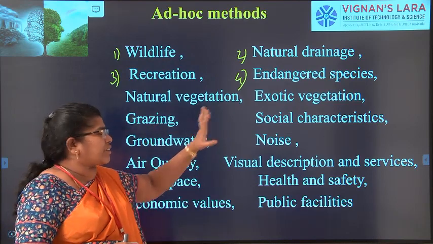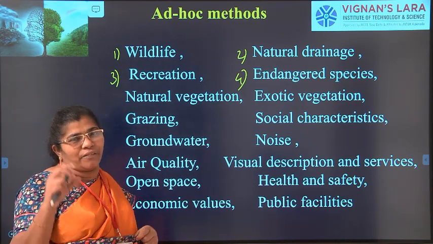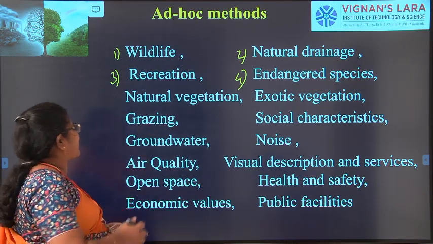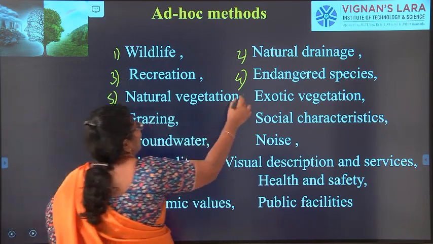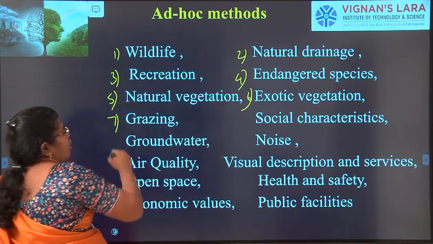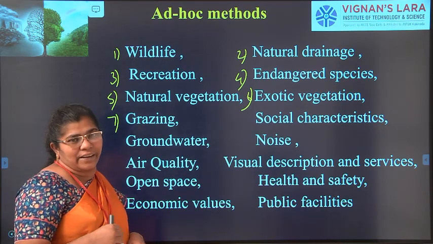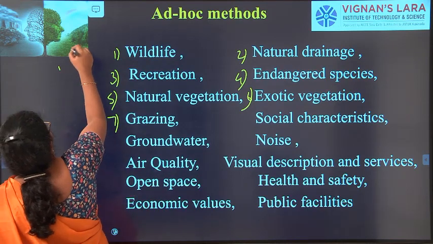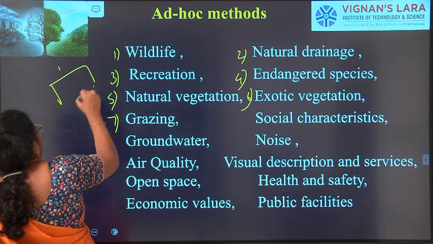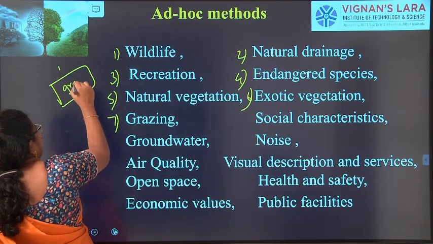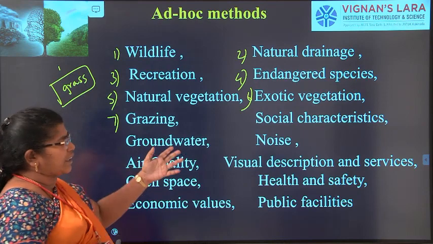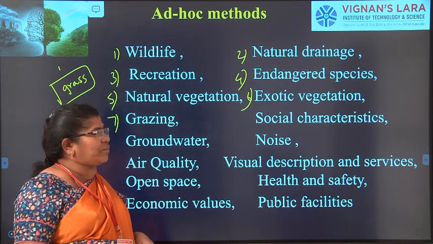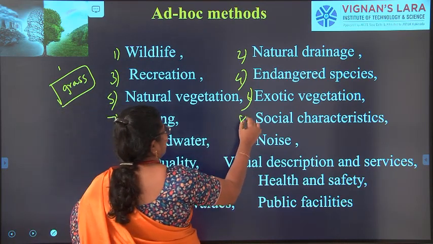Natural vegetation, exotic vegetation. Exotic means things grown like a bush, which will be affected in the natural vegetation. And grazing. What is grazing? Grass which is grown in a small, grazing manner. It forms like a bush, forming the grass and all, and it is called grazing, right? And social characteristics. There are so many things in culture, everything will come, but they will tell that the social characteristics will be affected.